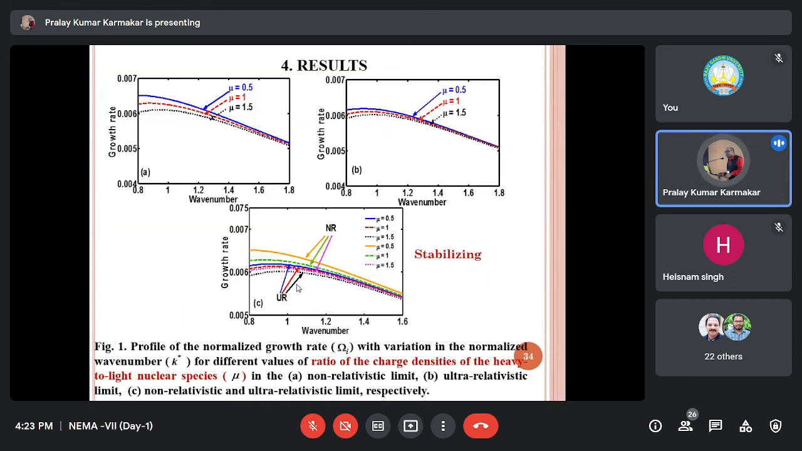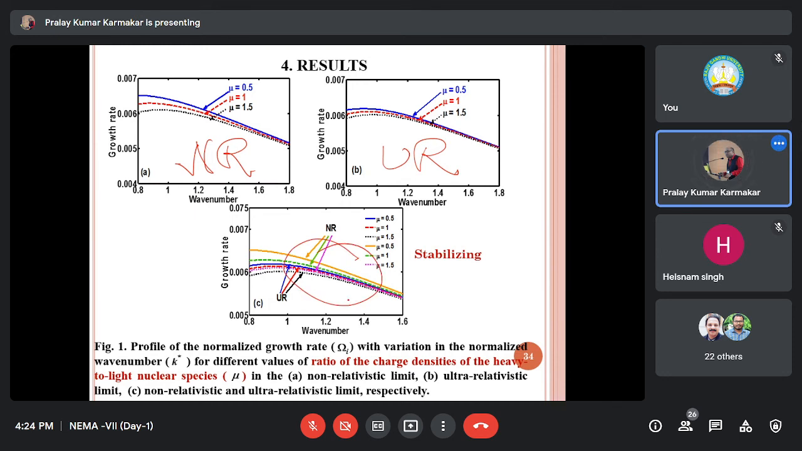Okay, so these are the numerical results. Here, the ratio of the charge densities of the heavy to light nuclear species has been varied, accordingly in the two regimes. One is the non-relativistic, and the other one is the relativistic effects. So this is your non-relativistic electrons, and this is your ultra-relativistic electrons, and this is the coupled dynamics together.